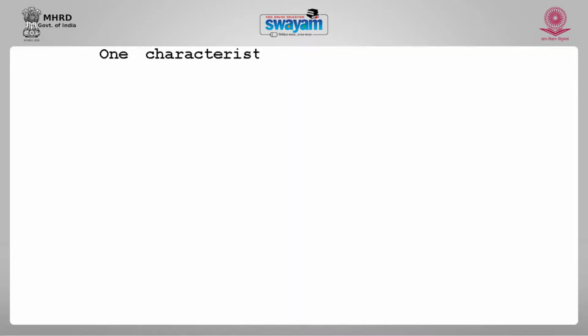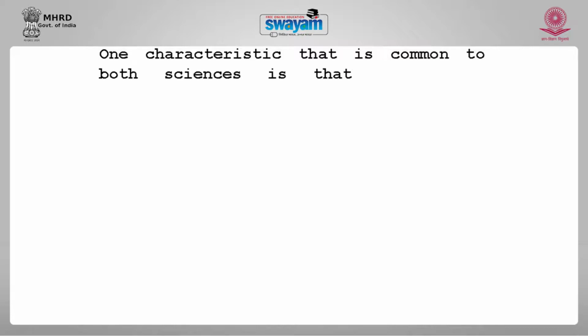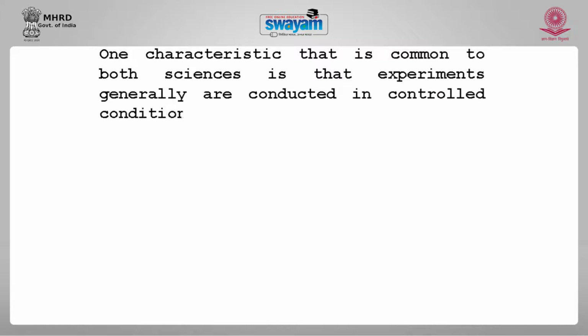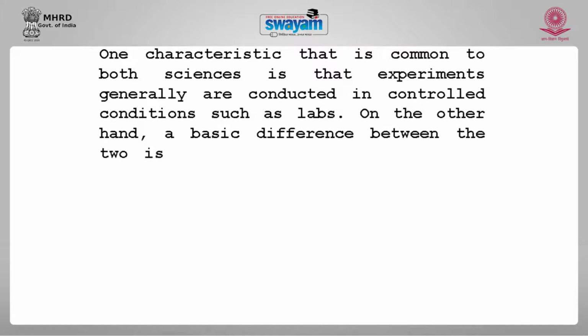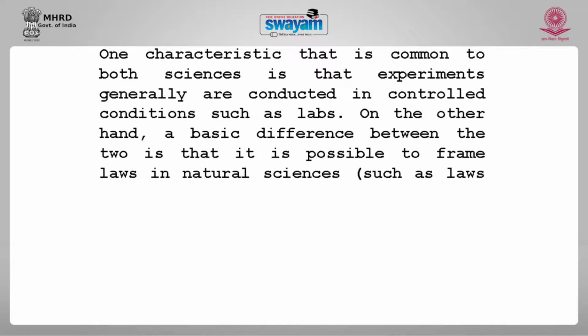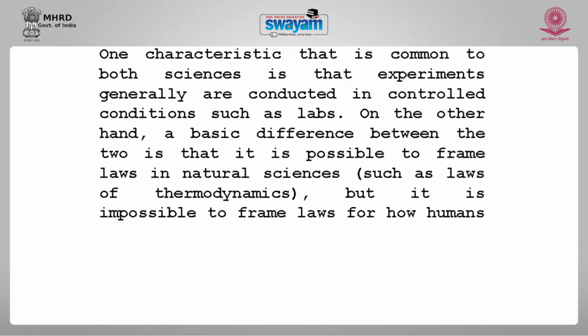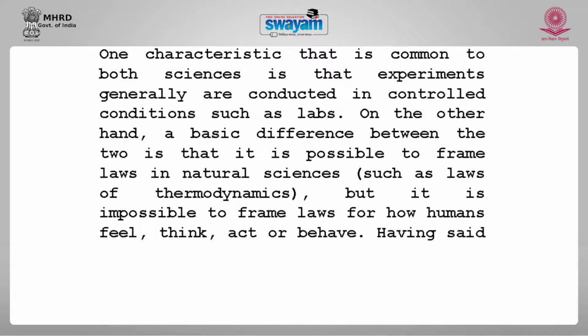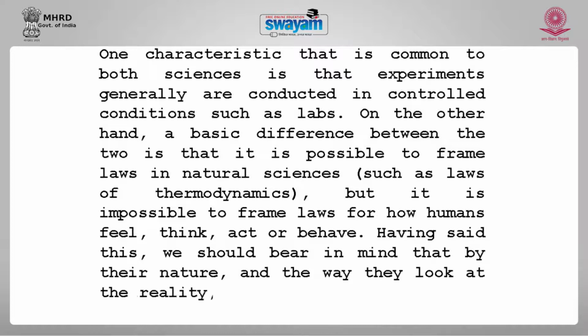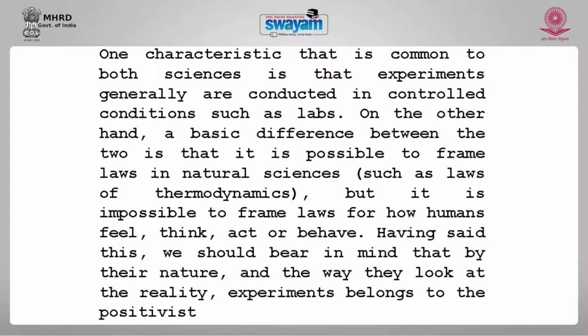too. One characteristic that is common to both sciences is that experiments generally are conducted in controlled conditions such as labs. On the other hand, a basic difference between the two is that it is possible to frame laws in natural sciences such as the law of thermodynamics, but it is nearly impossible to frame laws for how humans feel, think, act or behave. Having said this, we should bear in mind that by their nature and the way they look at reality, experiments belong to the positivist thought.